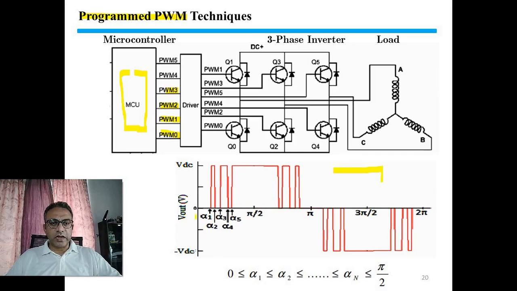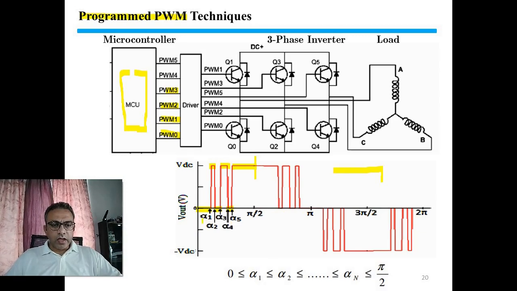So, for example, in this diagram, this is the output of one phase. What we will do is that we observe that from 0 to alpha 1, the output is 0. Then from alpha 1 to alpha 2, the output is VDC. Then from alpha 2 to alpha 3, the output is 0 again. And then from alpha 3 to alpha 4, the output is plus VDC. And then from alpha 4 to alpha 5, output is 0. Then from alpha 5 to pi by 2, the output is 1, and the rest is the symmetry. The rest of the waveform is completed by the quarter wave symmetry.